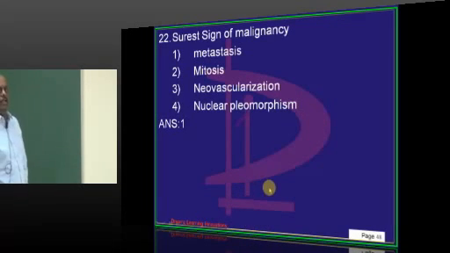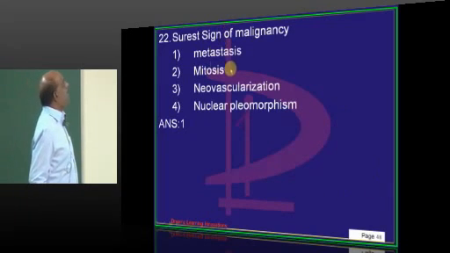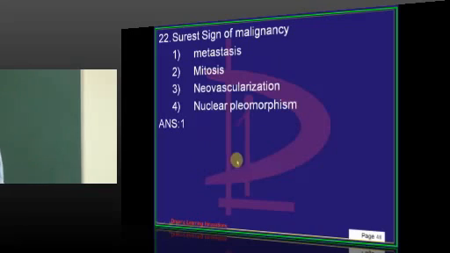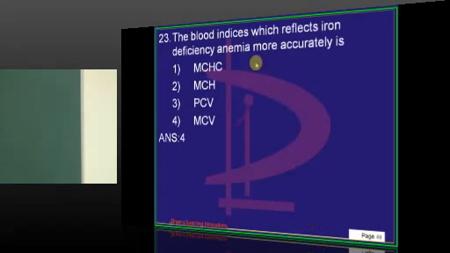What is the surest sign of malignancy, doctor? Whatever that metastasizes is definitely malignant. MCV, mean corpuscular volume, is the one which represents the iron deficiency anemia, is what you need to basically remember.